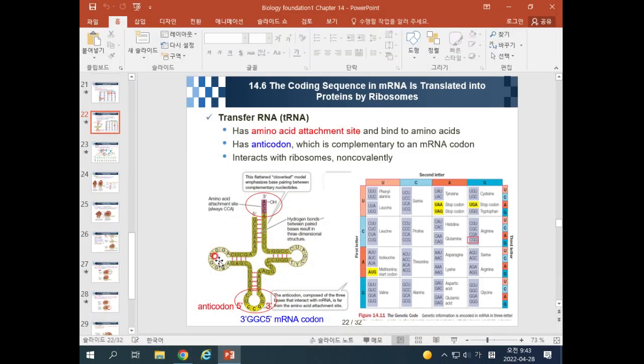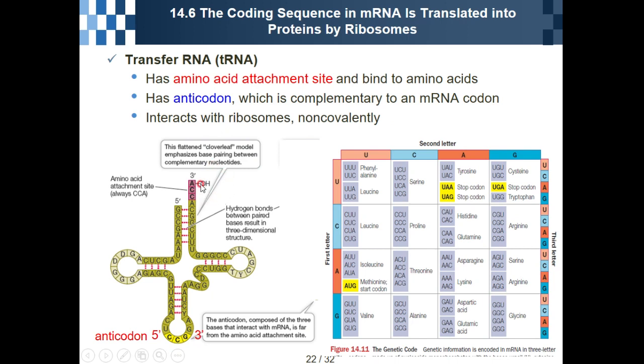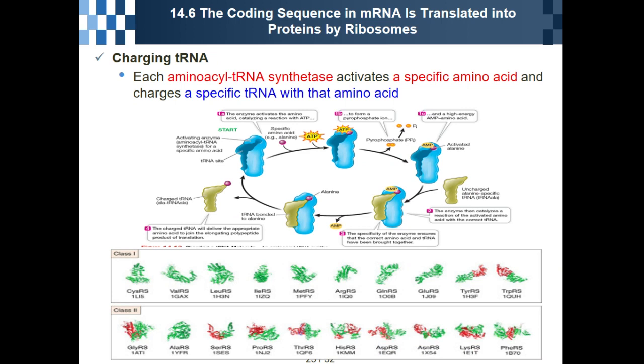Okay, tRNA. Now I will teach you tRNA charging. The tRNA has an amino acid attachment site, and usually the amino acid is attached here. We call this procedure tRNA charging. There are several aminoacyl-tRNA synthetases: this is the cysteine tRNA synthetase, the leucine, the methionine, the arginine, and the glutamine tRNA synthetase.